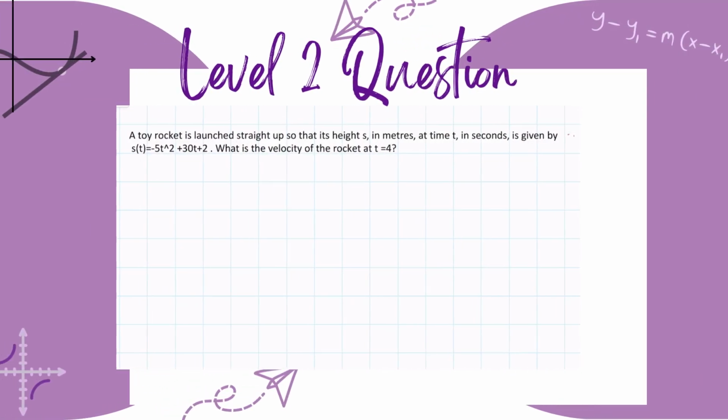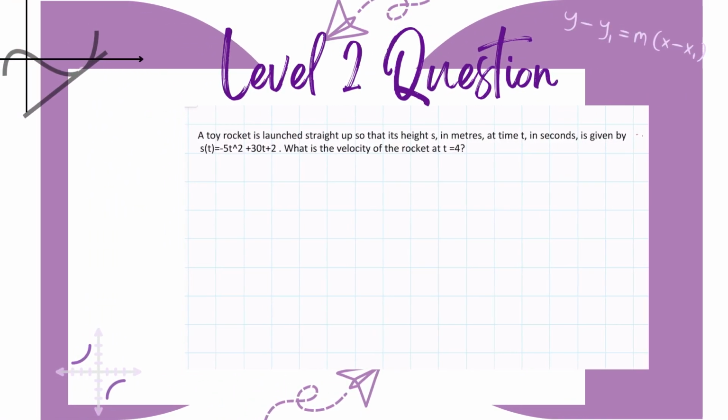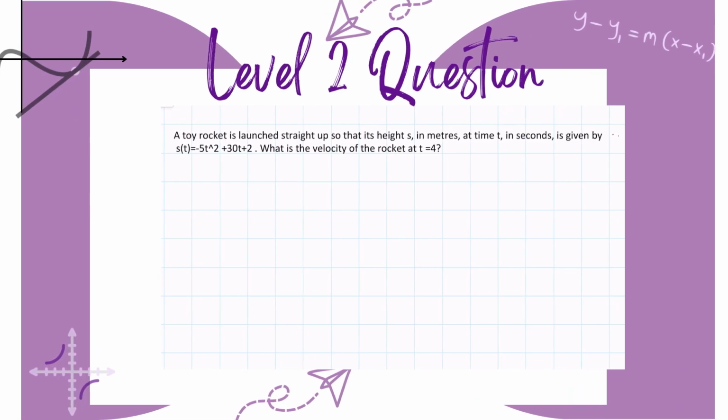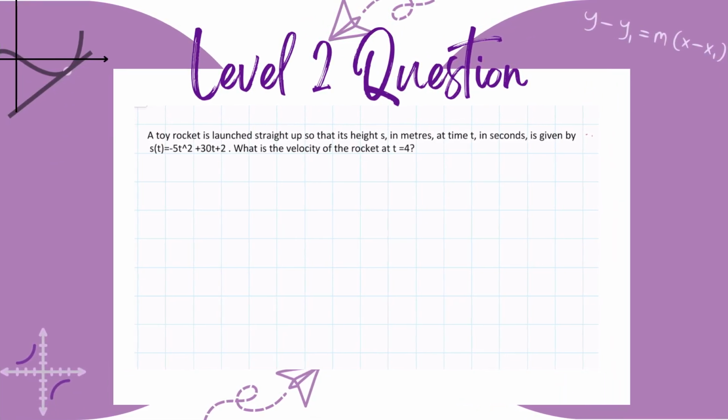Okay, so let's get started with this question over here. Let me read out the question so you guys have a better understanding. A toy rocket is launched straight up so that the height s in meters at time t in seconds is given by s(t) equals negative 5t squared plus 30t plus 2. What is the velocity of the rocket at t equals 4?